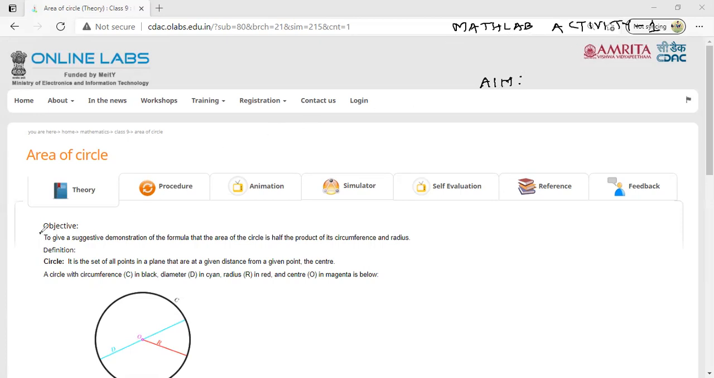Math Lab Activity Number One. Aim. Aim will be to give the suggestive demonstration of the formula. This will be your objective. After aim, you will write materials required. Okay, materials required.